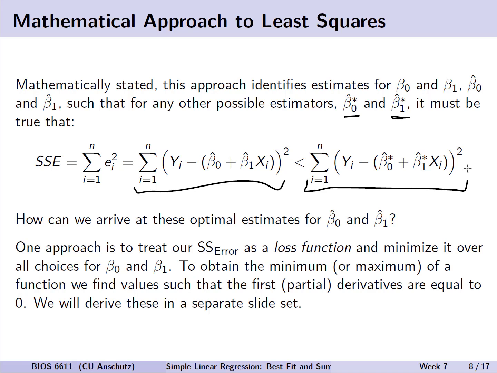Now you might ask, how can we arrive at these optimal estimates for beta naught hat and beta 1 hat? We're going to do this in detail later, not in this lecture set, but one approach we'll see is that we can treat the sum of squares error as what we call a loss function, and then minimize it over all possible choices of beta naught and beta 1. To do this, we'll obtain the minimum or maximum of the function by taking the first partial derivative and setting it equal to 0. Again, we'll derive these in a separate slide set later.